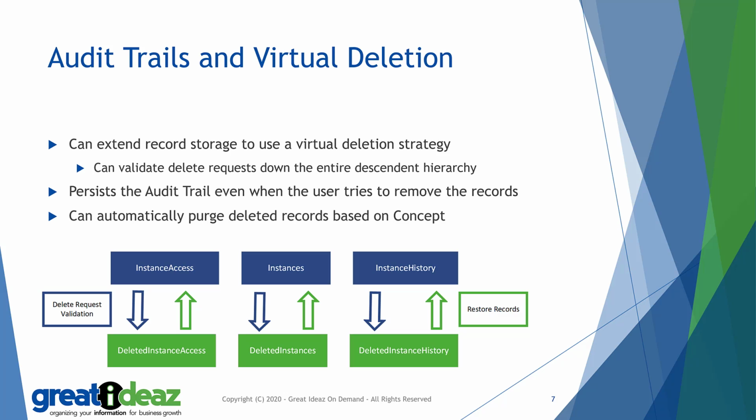Once we've moved records from the active tables to the deleted instances table, we might want to be able to delete them permanently from the system. So each concept also has a purge cycle. The purge cycle could be purge it that day, or after a number of days, or never purge.